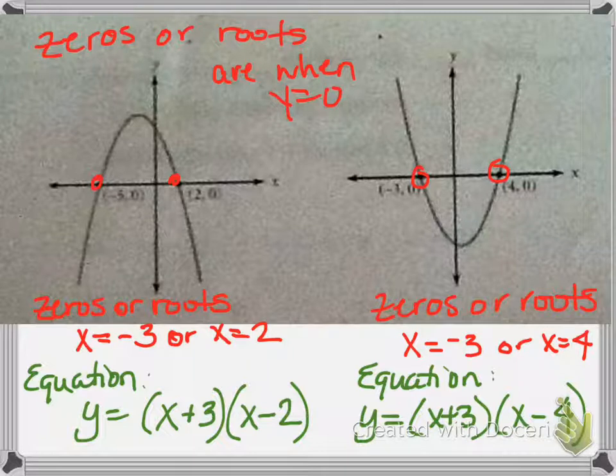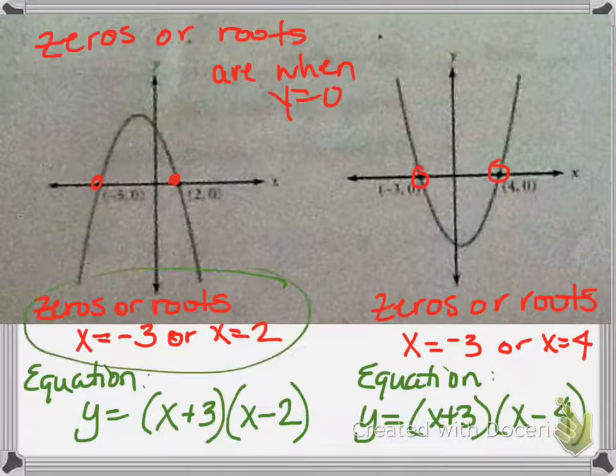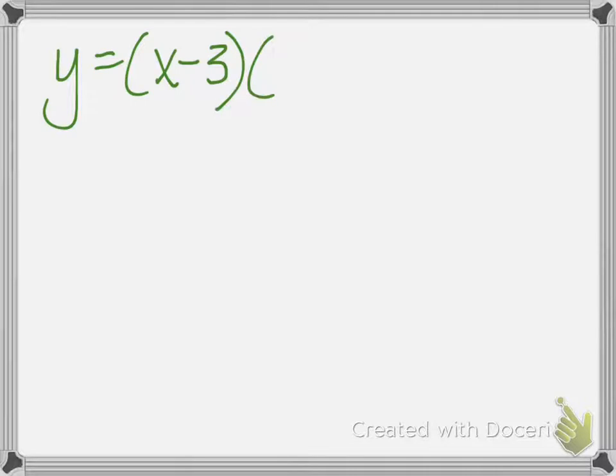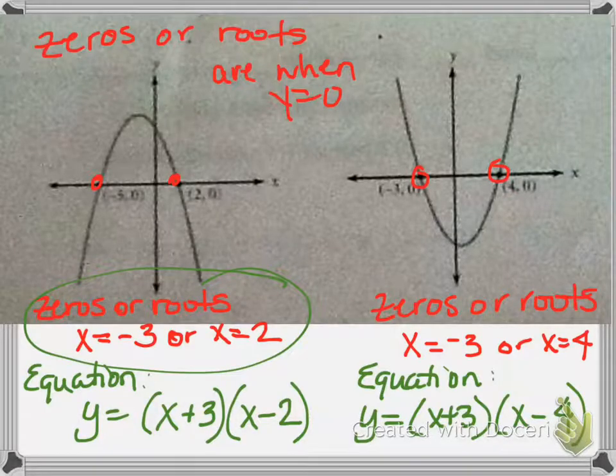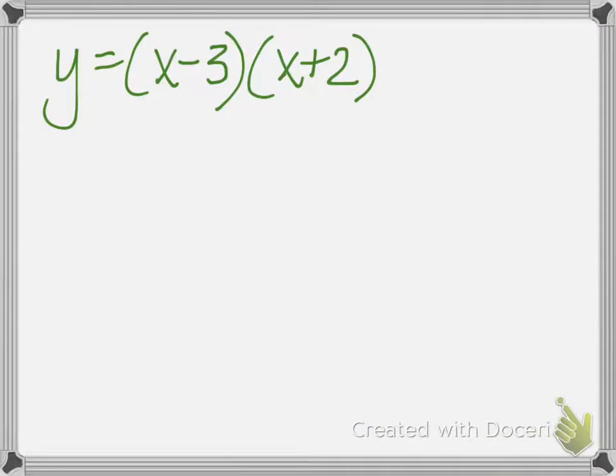So let me just show you for a second. I'll prove that, let's say the x plus 3 and the x minus 2 give us these zeros or these roots. Let me make sure I copied it right. Nope, I didn't. See? X plus 3 and x minus 2 is what I had written on the other page. Okay, so here's my factored form equation.